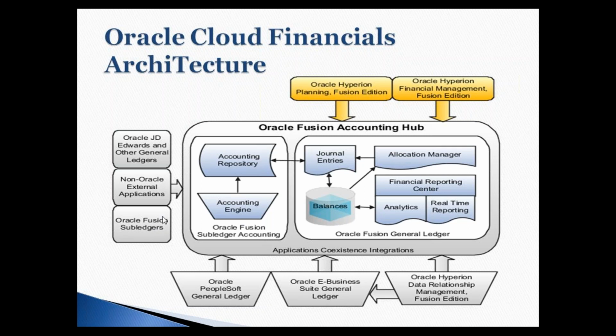The information goes into the accounting engine. Through this accounting engine, information goes into the accounting repository. Through this, journal entries get created. Now if anybody is from a finance background, or people who are already in the E-Business Suite, they will understand what a journal entry is. A journal entry is nothing but whenever you make a transaction, you need to put a debit and a credit side.